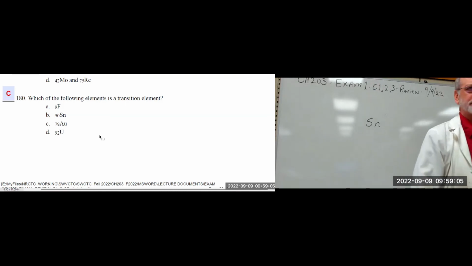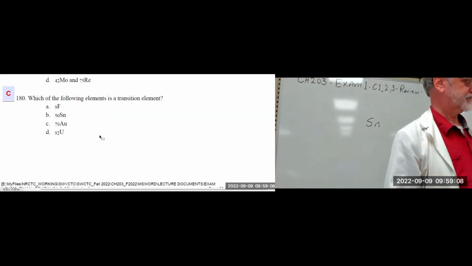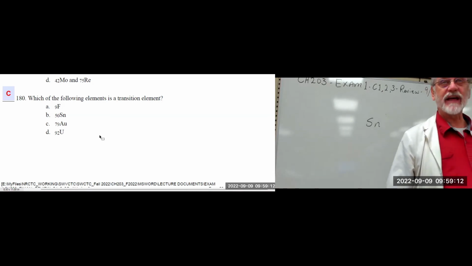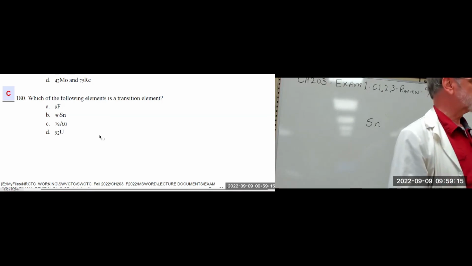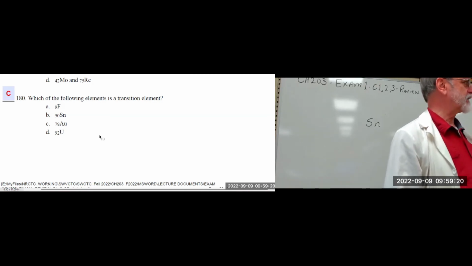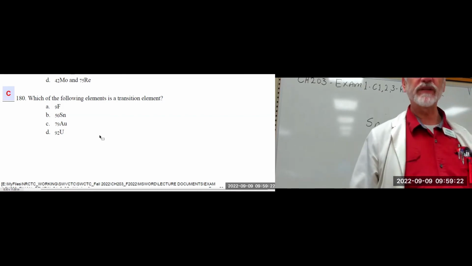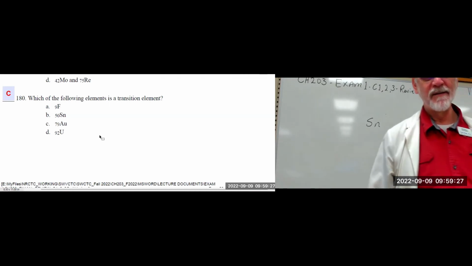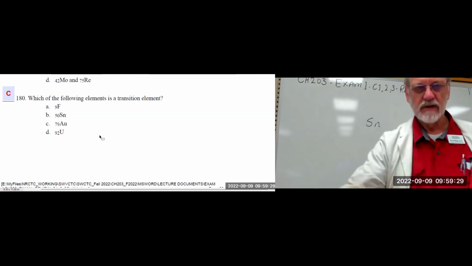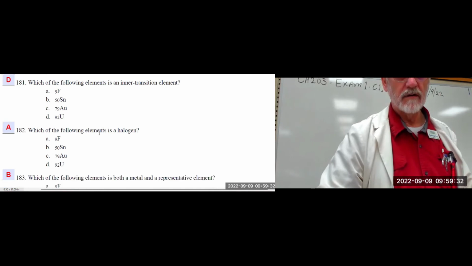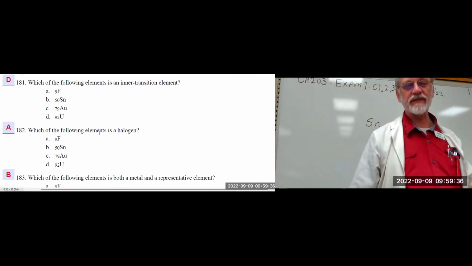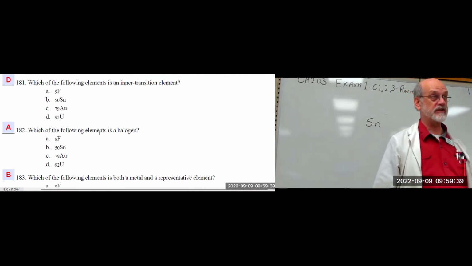Where's uranium? U. It's an inner transition element. It's in the actinide series. Well, that table says lanthanoid and actinoid. I don't know who built that table. I would call them ides. Which of the following elements is an inner transition? Well, we already said that: uranium is an inner transition element.